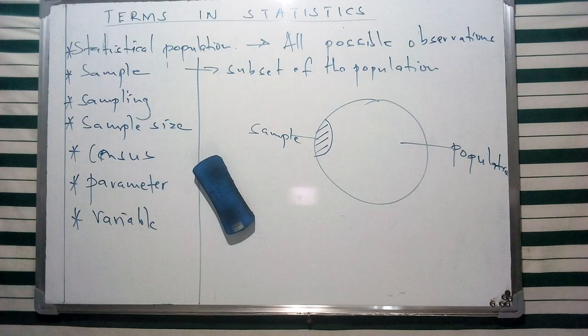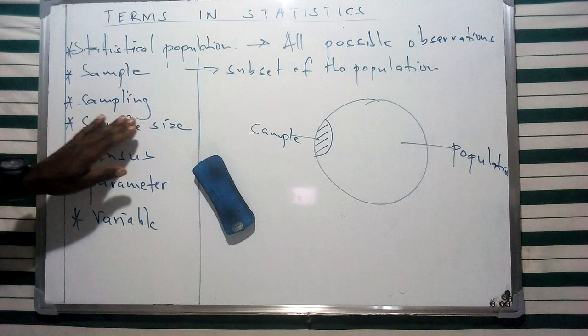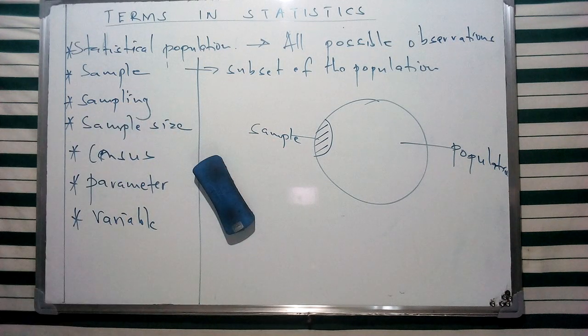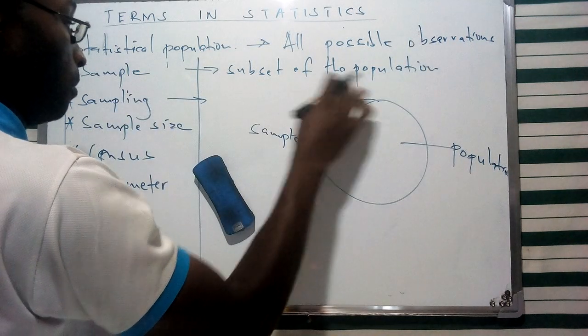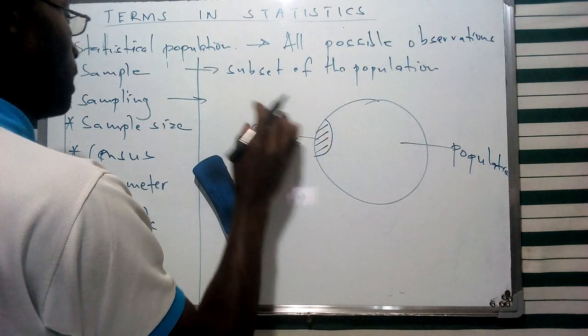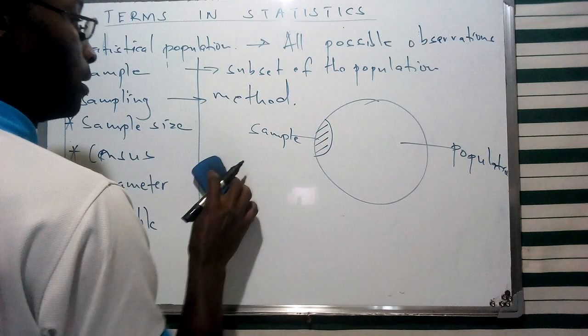And of course, a method that is going to be employed in trying to do a selection from this specific population is going to be referred to as sampling. So as we have said, a sample is a subset of the population, and the method that is used in selection of this specific sample is going to be referred to as sampling.